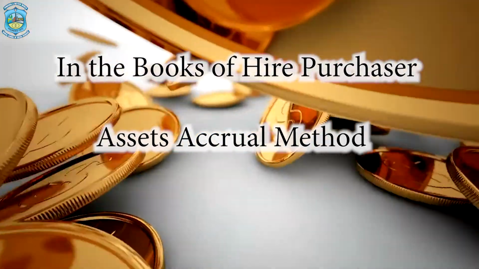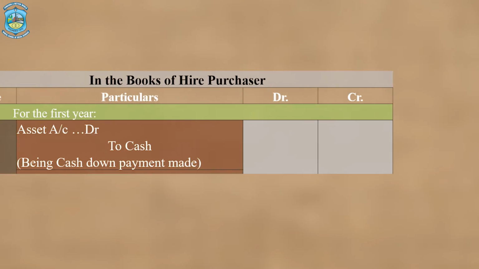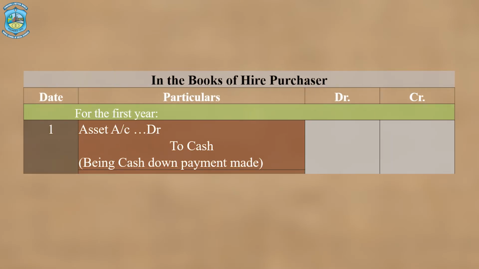Alright, so let us understand the accounting entries to be recorded in the books of the hire purchaser under the asset accrual method. The first entry being made will be for the down payment, if any. Down payment is the immediate payment made at the time of possessing or purchasing the asset, or maybe writing or commencing the agreement. Mind it, this down payment does not include interest, it is only part of the cash price. So the entry for the down payment would be asset account debited to cash, with the amount of the down payment.